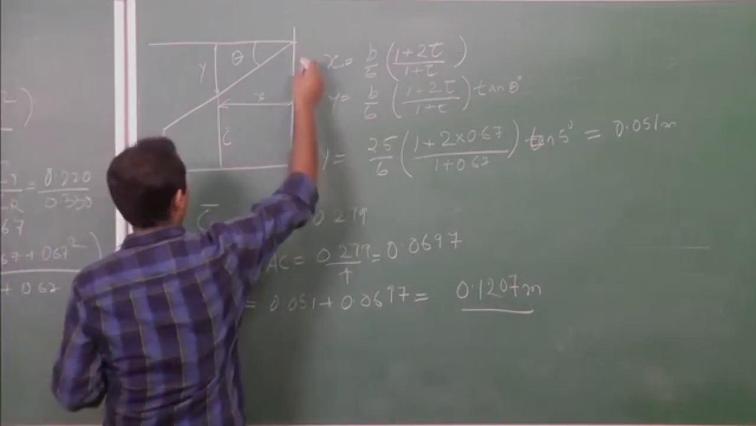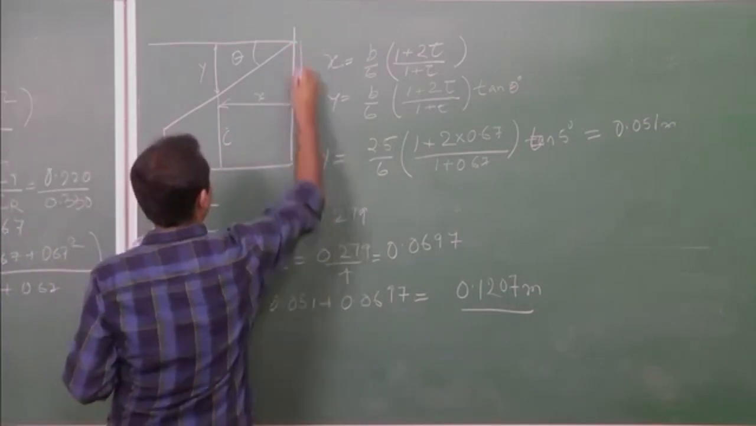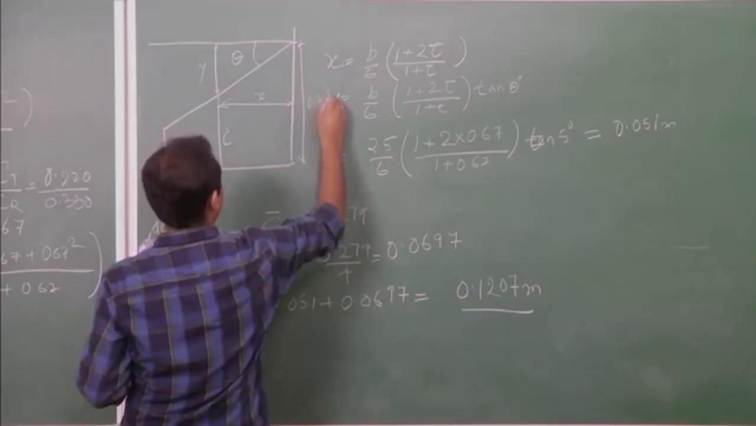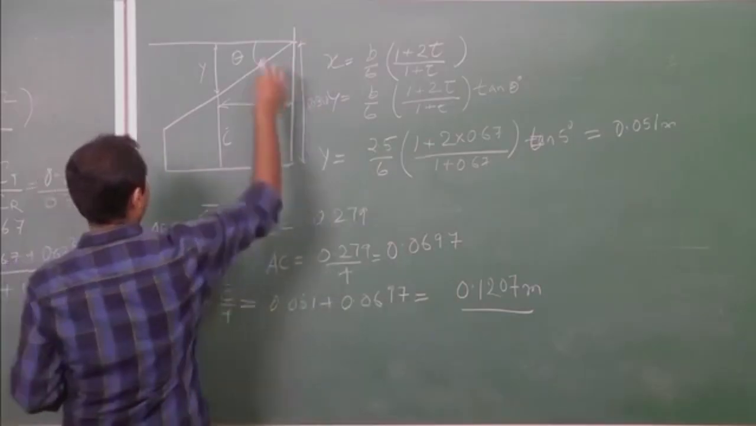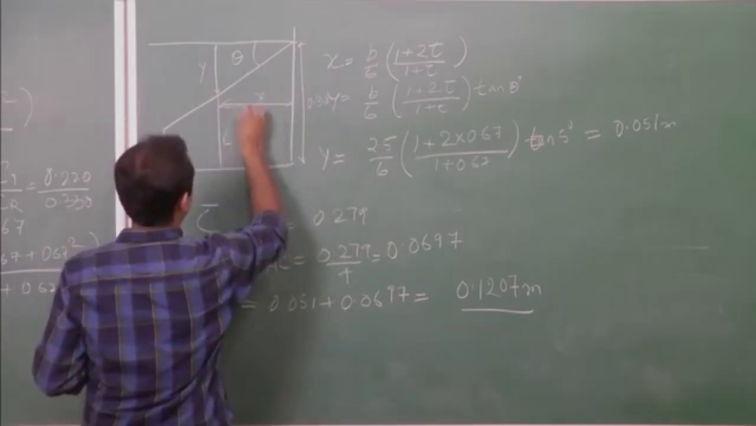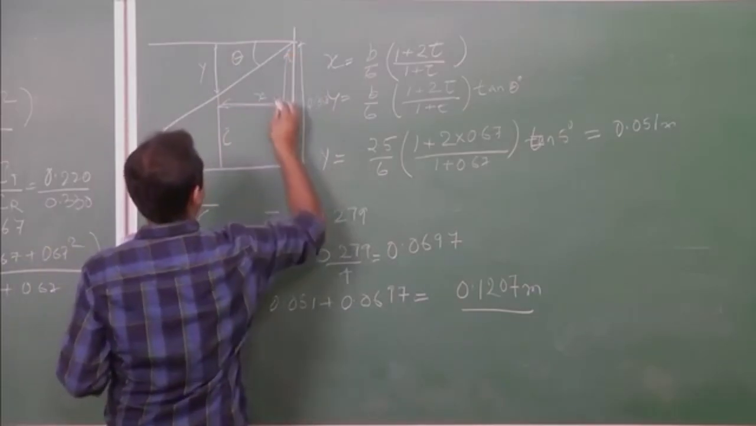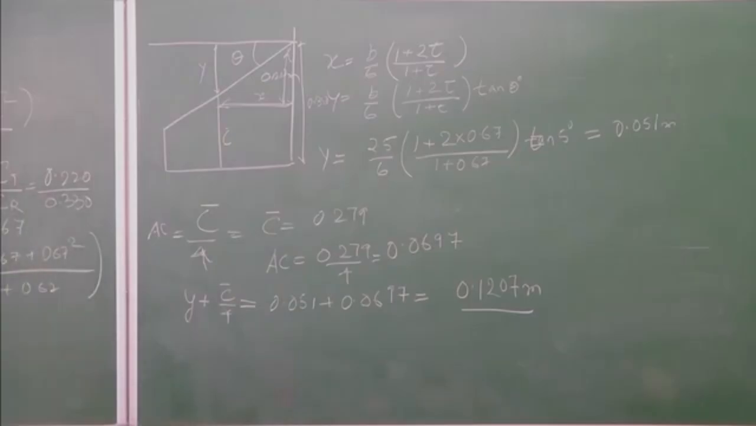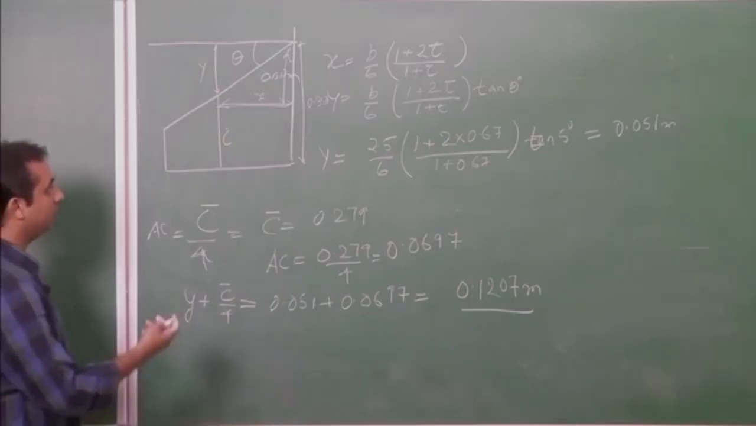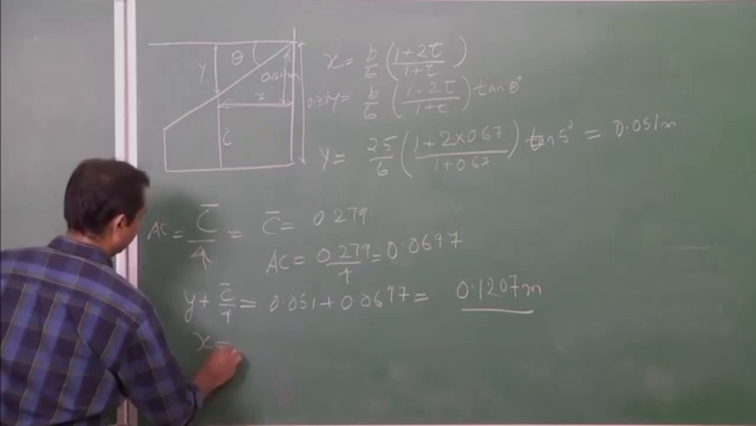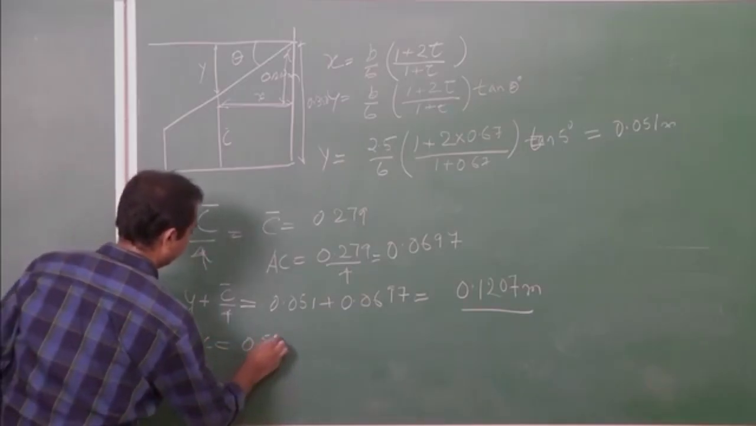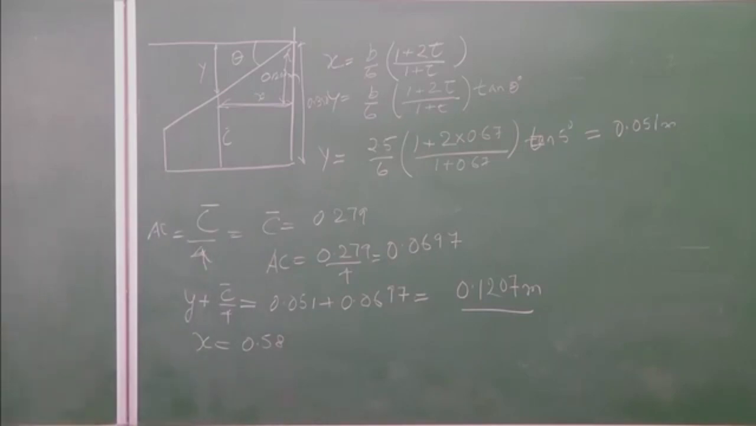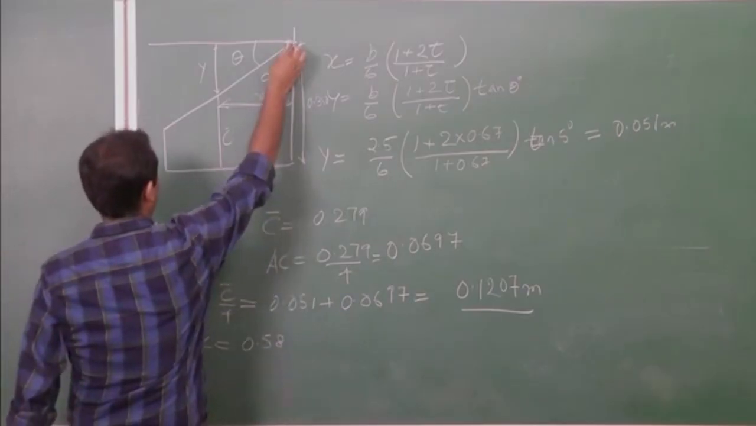So if this is your horizontal line and this was your root chord, which is 0.330, your aerodynamic center from this point will be somewhere around 0.1207 meters. If you want to calculate x, it will come to 0.58. After all this calculation, you have determined the location of the AC from the horizontal line, or from the starting of your wing position.